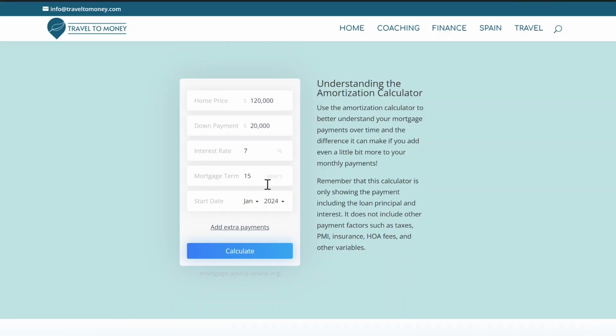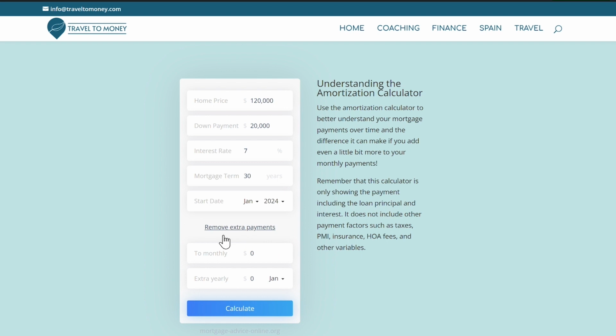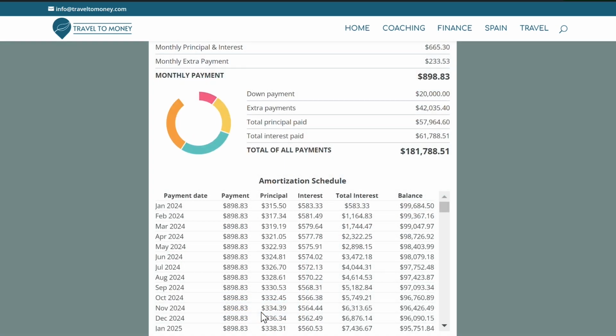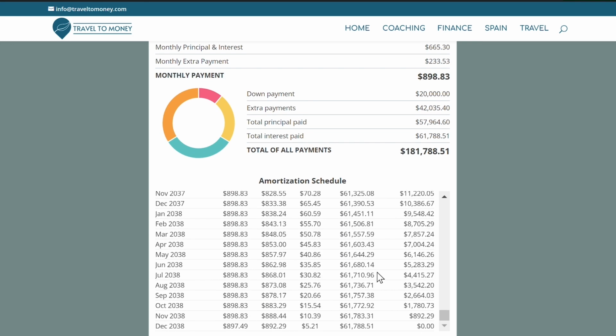Now, let me show you another trick. Let's go back to the 30-year loan. Remember how the payment on the 15-year loan was $233.53 more? Well, we're going to take that same amount and add it onto your 30-year loan as an extra monthly payment toward your principal. Guess what? You still pay off the loan in 15 years, and you still keep the interest that you pay in the range of $61,000. The nice thing about this is that you get all the benefits of a 15-year loan, but you have the lower monthly payment just in case you run into a hard time financially.